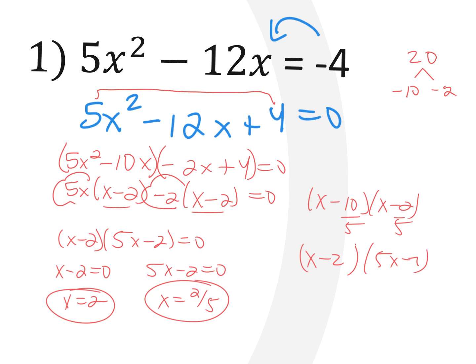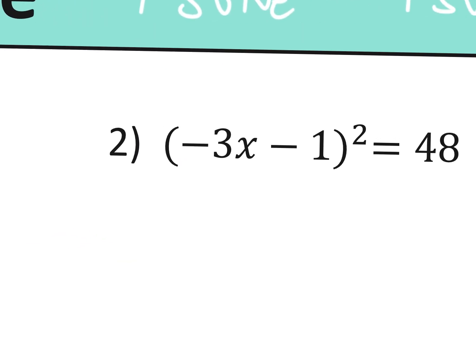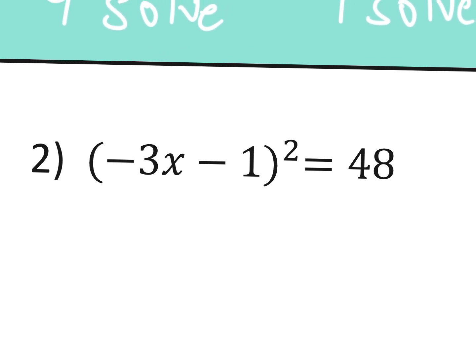But if the problem says solve, you have to determine what would be the best thing to do. Look at number 2. Negative 3x minus 1, quantity squared equals 48. Some of you are going to say, okay, doesn't that mean I have negative 3x minus 1 times negative 3x minus 1? We FOIL it out, move the 48 over, see if it factors. That's not the best way to approach this. If you have a binomial squared equals a number, what's the best way to solve this problem? To take the square root of both sides.